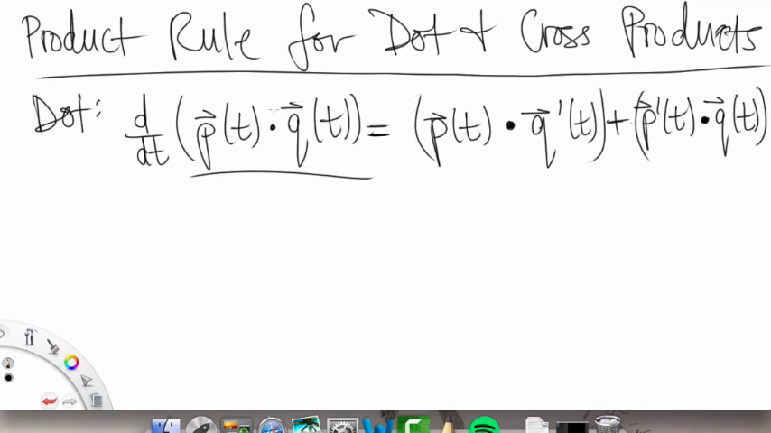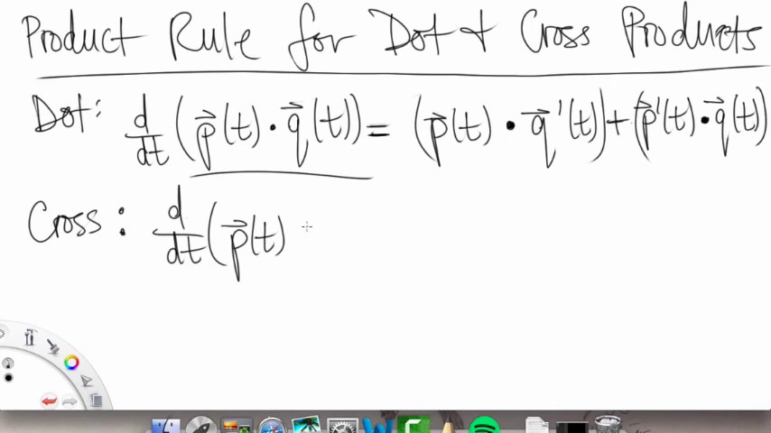Okay, so that's the dot product one, and now for the cross product, it's basically going to be the same. So here's the cross product one. We have d/dt of, we'll use p and q again, p of t crossed with q of t. Okay, so this is going to equal the same format here, but now our multiplication is going to be the cross product.